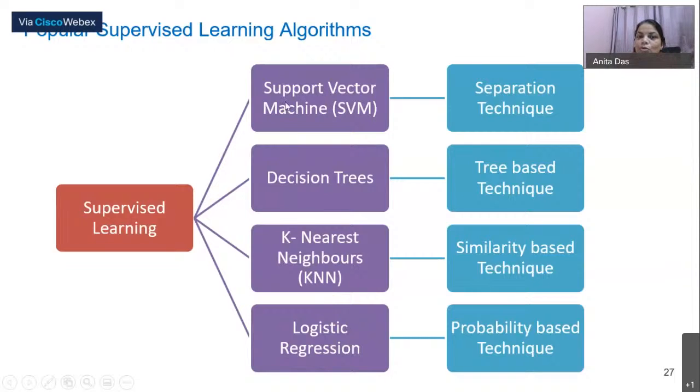When we talk about support vector machine, this is a separation-based technique. Decision trees, this is a tree-based technique. K nearest neighbor, this is a similarity-based technique. Logistic regression, this is a soft classifier. It doesn't classify the instances directly, but it gives the probability that a given instance belongs to a class. So logistic regression gives those kind of probabilistic answers.